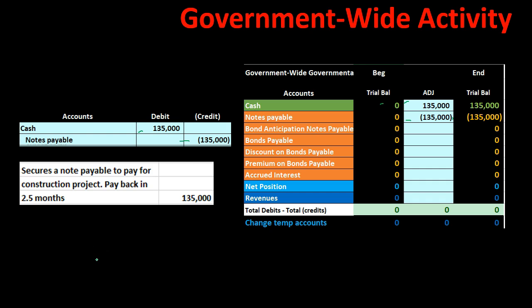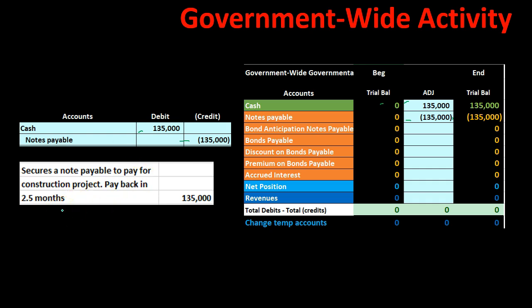Now we're going to consider, and when we think about this, we want to think, okay, what's going to happen on the fund side of things? Now, here's the government-wide activity. What's going to happen on the fund side of things? Now, the cash is cash, so we would think that possibly cash is going to do something on a fund, in this case, the capital project fund. We would be suspicious of the note payable because the capital project fund, being on a modified accrual basis, doesn't typically record long-term liabilities. However, note, this isn't a long-term liability.